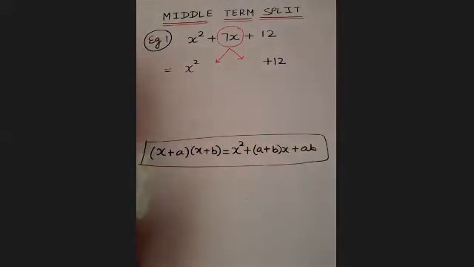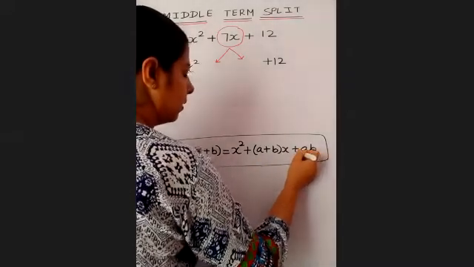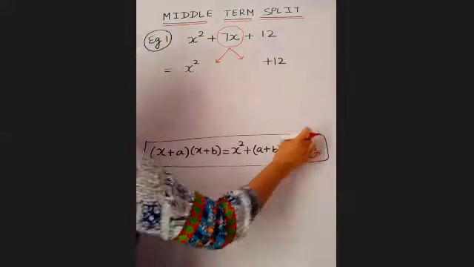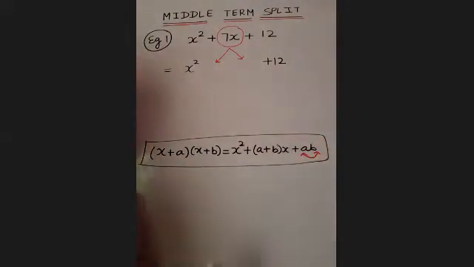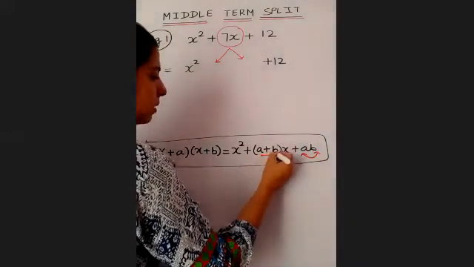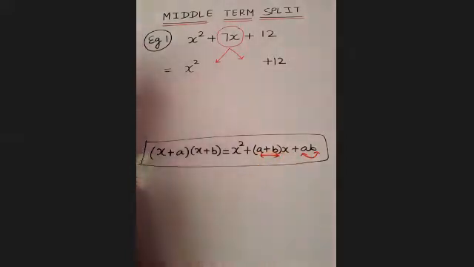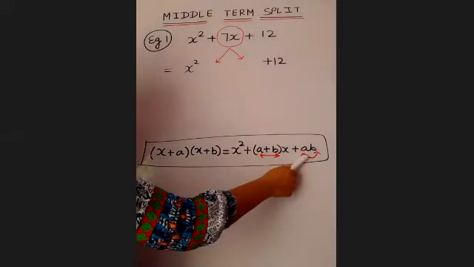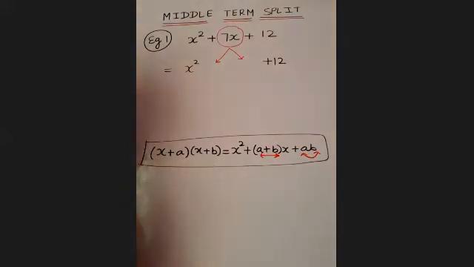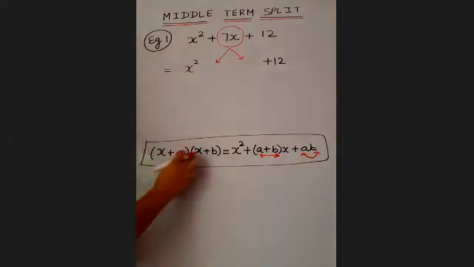See, what is happening here? A, B. There are two numbers which are multiplied in the end, and then the same two numbers are being added. And then you are getting two factors, x plus a, x plus b. We are going to do the same thing here.